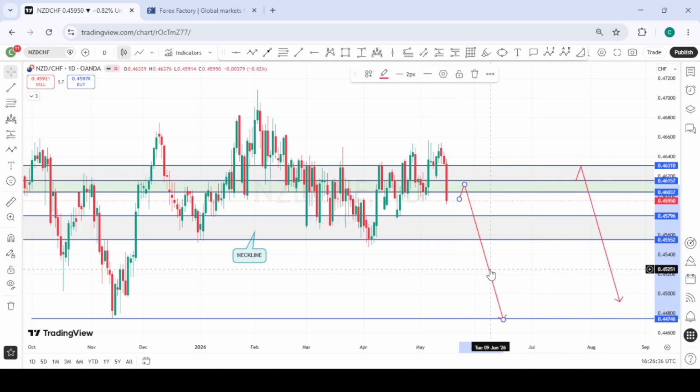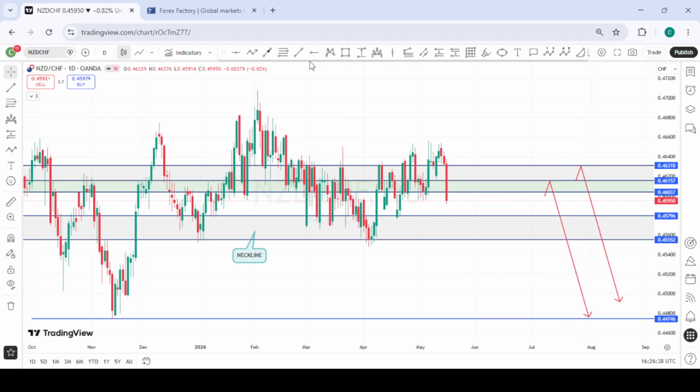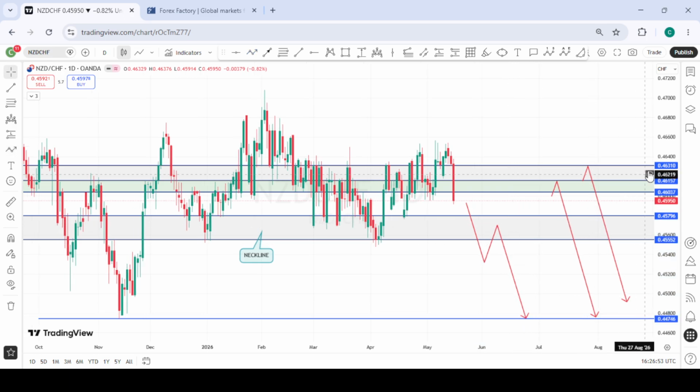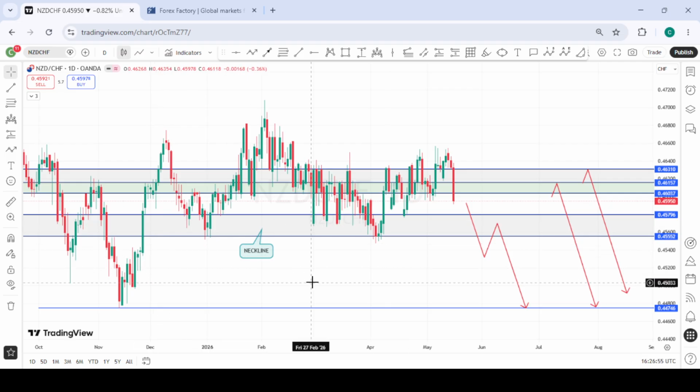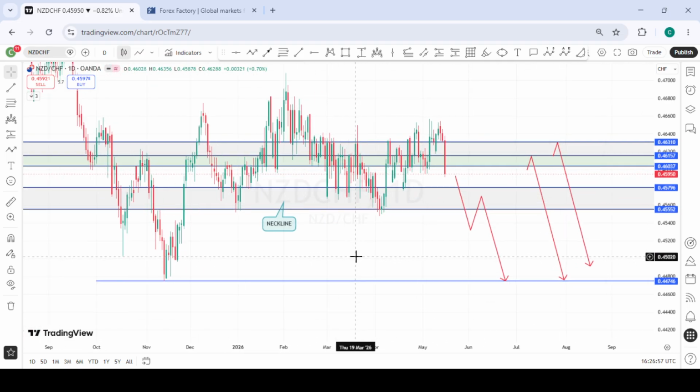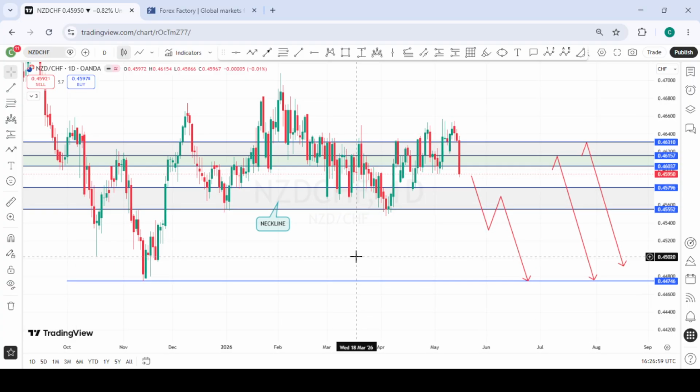So this is the second scenario, or the third scenario. Should price find its way to hit this neckline and break it with a daily candle, we'll wait for a possible pullback into the area of interest, the neckline area, and we'll take ourselves to the downside, targeting the lows we have here to complete the head and shoulder formation we have on NZDCHF.